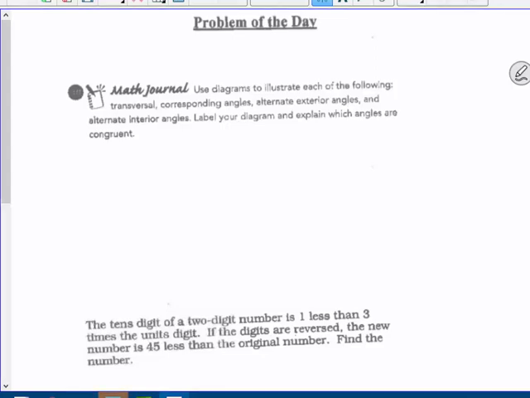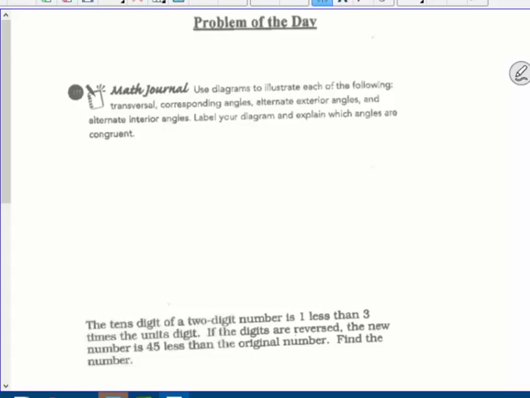Today's video starts on page 35 in your 2C packet. It's a problem of the day. The Math Journal question asks you to use diagrams to illustrate each of the following: a transversal, corresponding angles, alternate exterior angles, and alternate interior angles. Label your diagram or diagrams. Please draw at least two to label all of these.